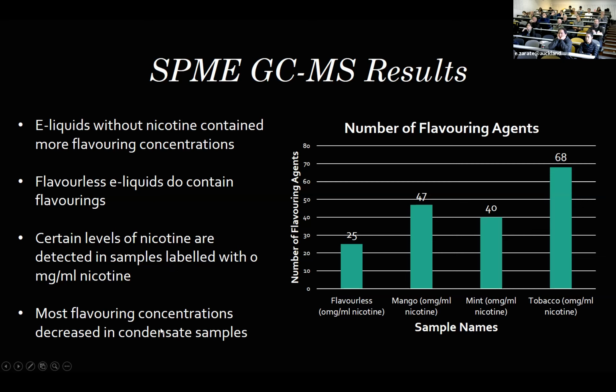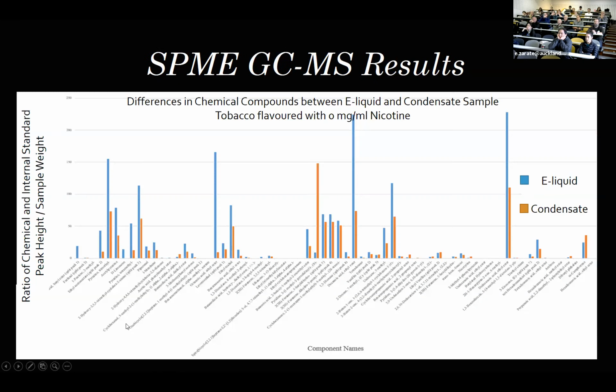We also found that the flavouring concentrations decreased in the condensate samples. I should warn you, there's a very busy plot coming here, so I don't expect you to see all the chemicals in here, but we're also comparing the e-liquid with the condensate samples. What I was hoping to see in here was some degradation products, including things like acetaldehyde, potentially formaldehyde. But so far we haven't seen any different chemicals showing up in the condensate samples.